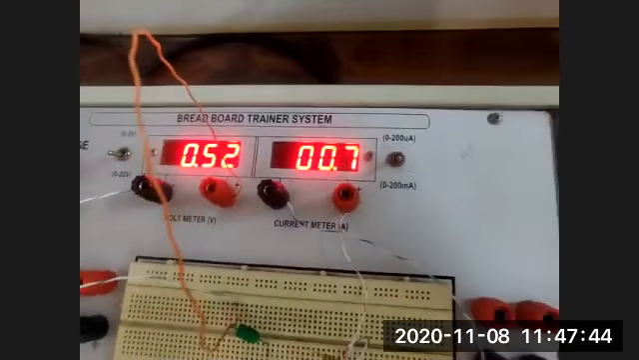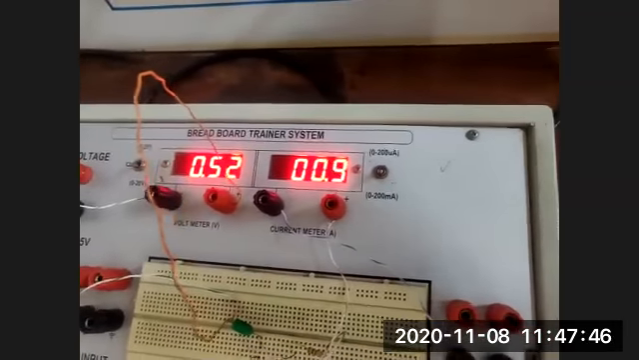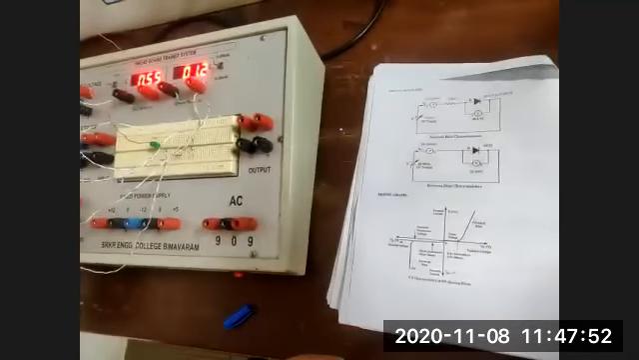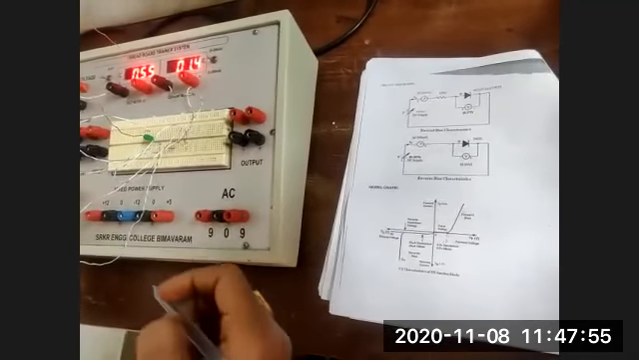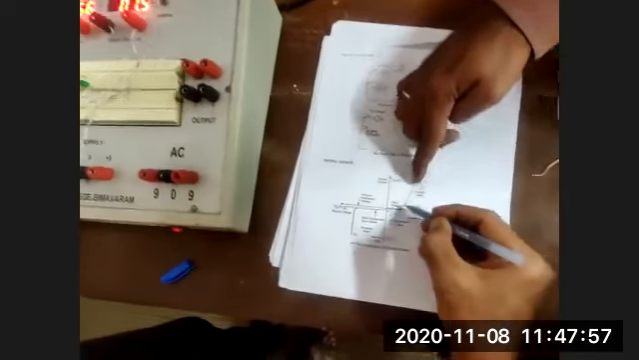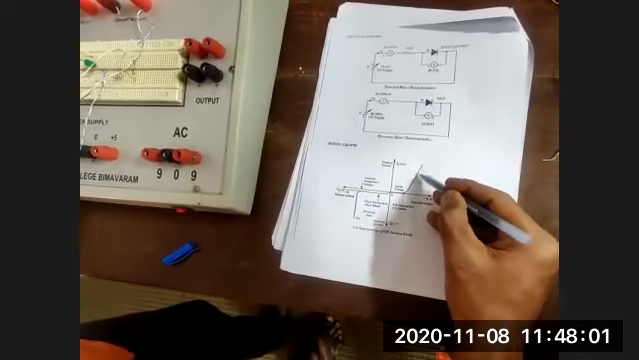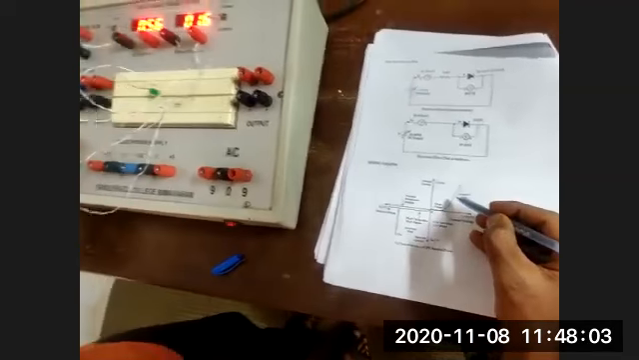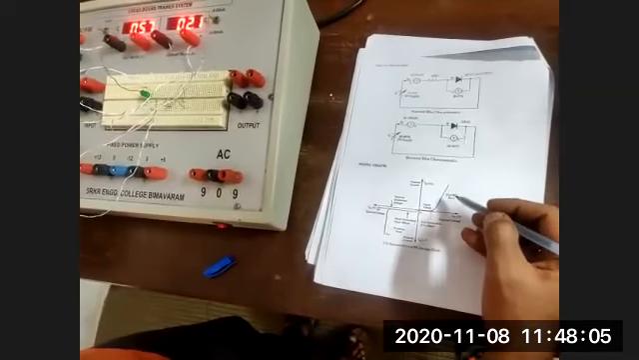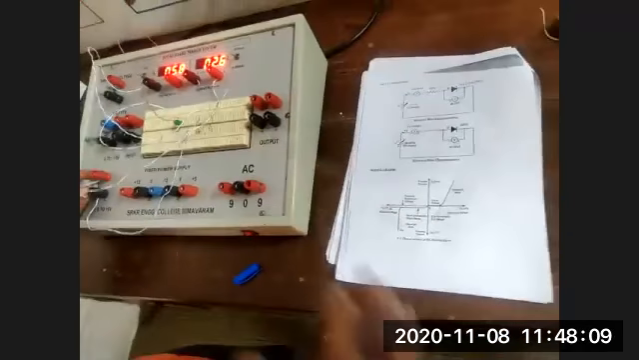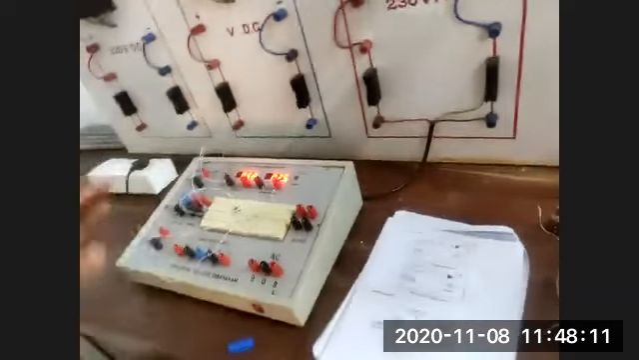Take 4 to 5 readings after that. You can see the current values increase step by step, from 0.1 to 0.13. After the cut-in voltage, your graph shows a linear relationship between voltage and current in the forward bias. You can take 5 to 6 readings after the cut-in voltage. So this is the forward bias characteristics.